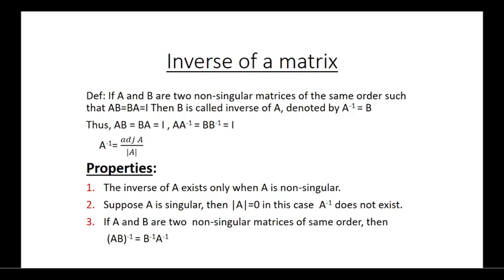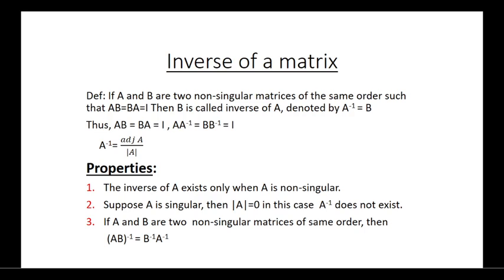Suppose A and B are two non-singular matrices of the same order such that AB equals BA equals I. Then the matrix B is called the inverse of A, denoted by A inverse equals B. Hence AB equals BA equals I. Then A into A inverse equals B into B inverse equals I. Based on this, we can say that A inverse equals adjoint of A divided by determinant of A.